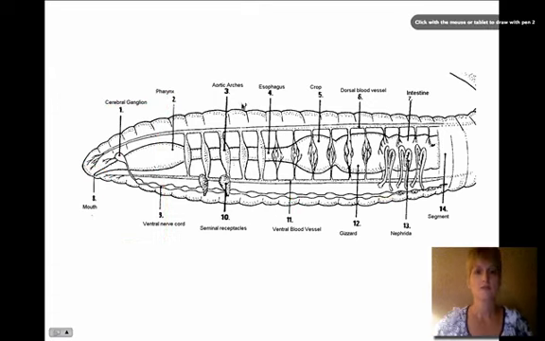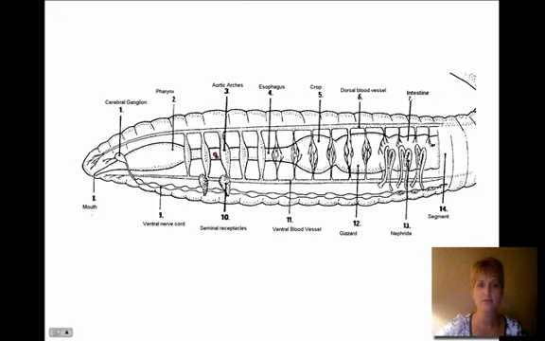From the mouth, we have a pharynx. This large part right here is the pharynx. Then if you look as it runs back along here, that's the esophagus. That is going to move nutrients from the pharynx through.